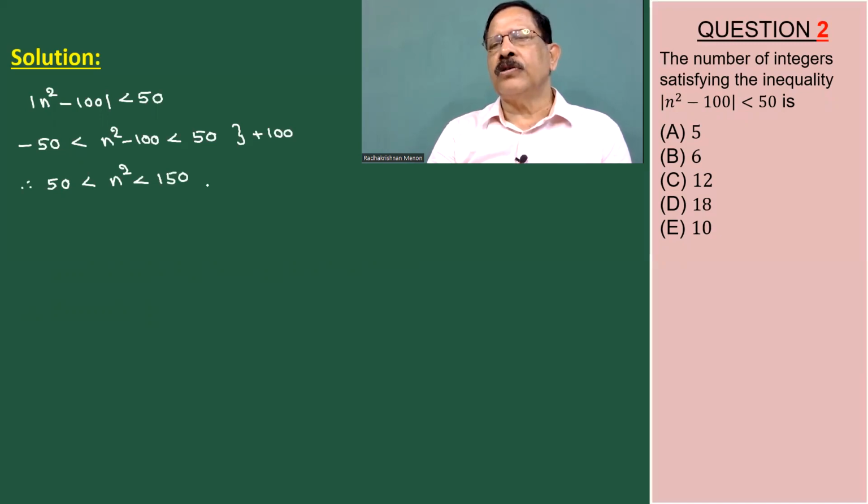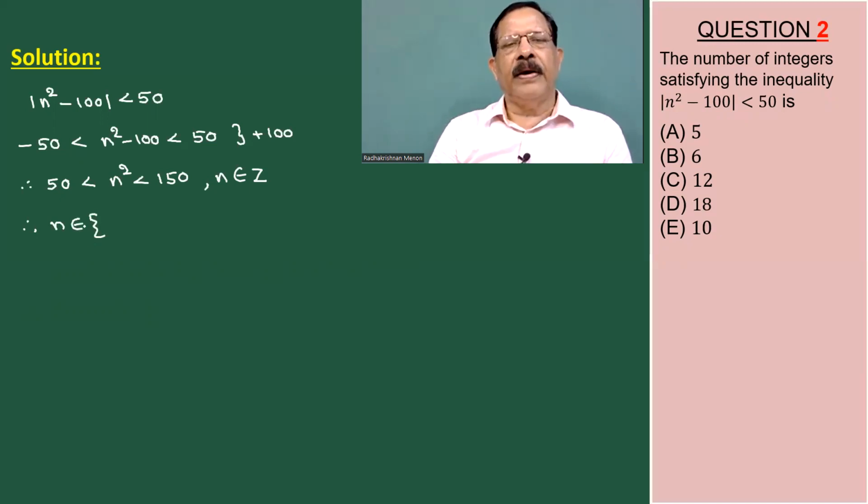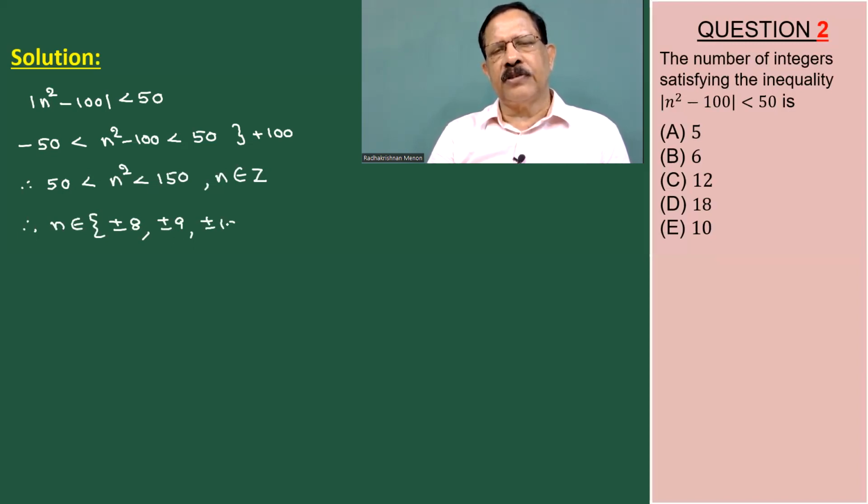So n belongs to the set of integers. Now it's very easy. Which values can n take? n squared is greater than 50. You know that 7 squared is 49, so n can take 8 or minus 8, that means plus or minus 8. Then 9 squared also lies in this interval, and minus 9 squared too, because both are positive. Again, plus or minus 10, which gives 100, lies in that interval.